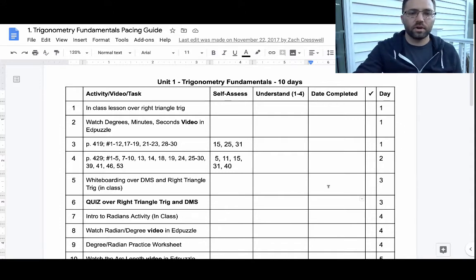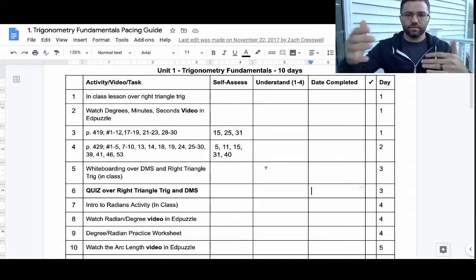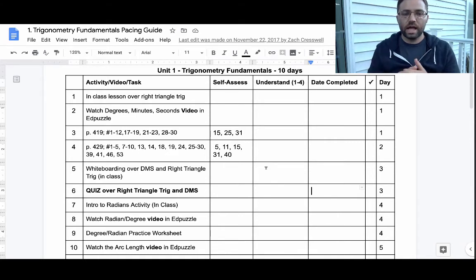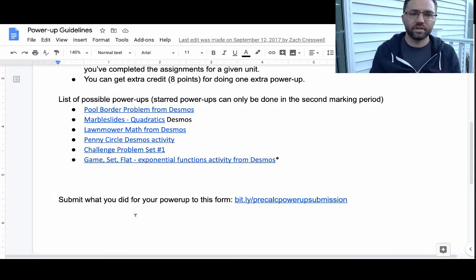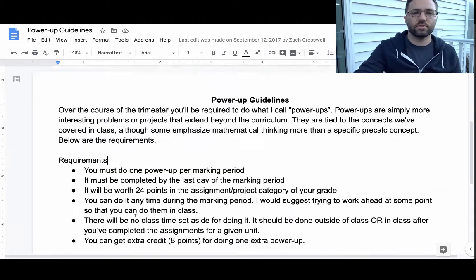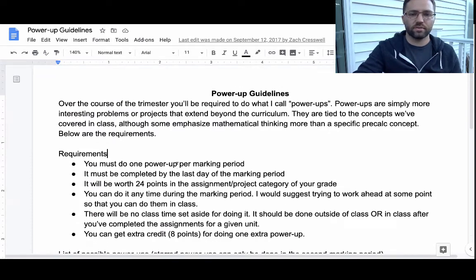So as part of this system, the idea was that if students fell behind, I would know quickly, and I would talk to them and intervene. And if students moved ahead, the question was, what do you do with them? And so I came up with this idea called power-ups. A power-up is just some sort of activity or higher level thinking problem or set of problems that the students should do if they move ahead. So you can see here's my document that is the guidelines for power-ups.